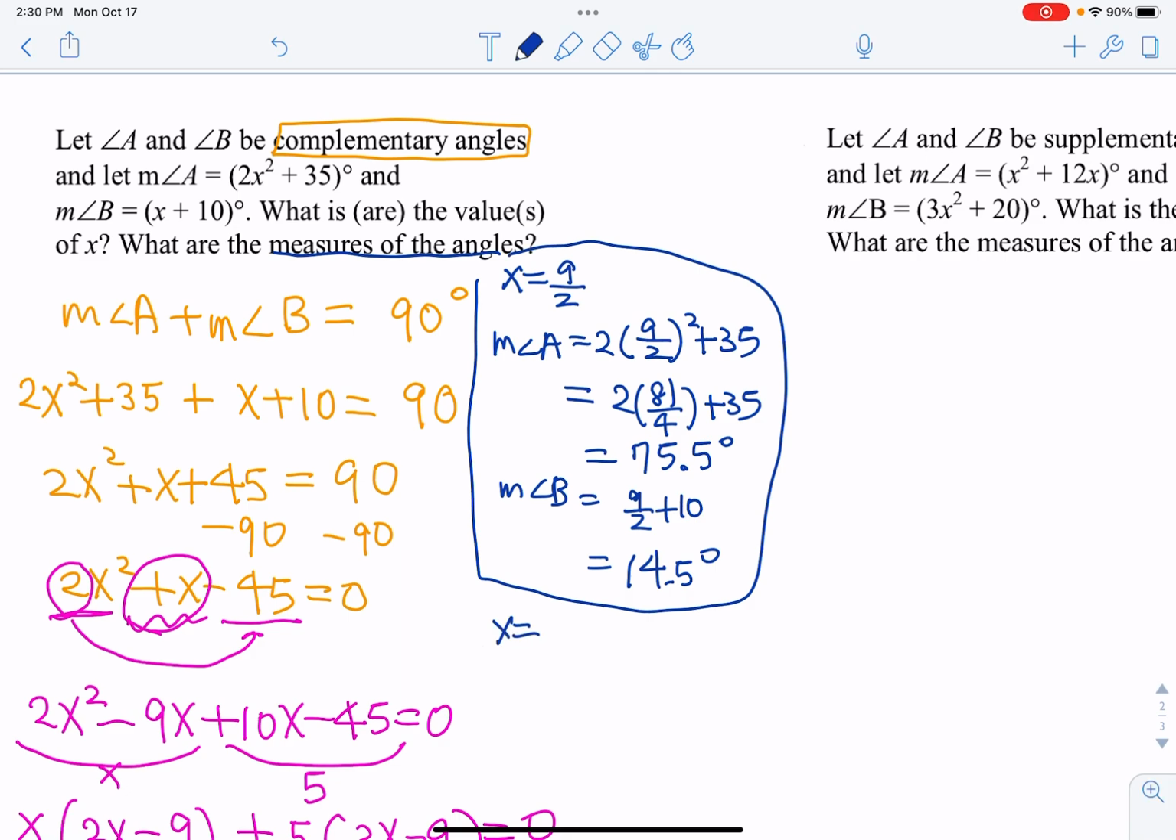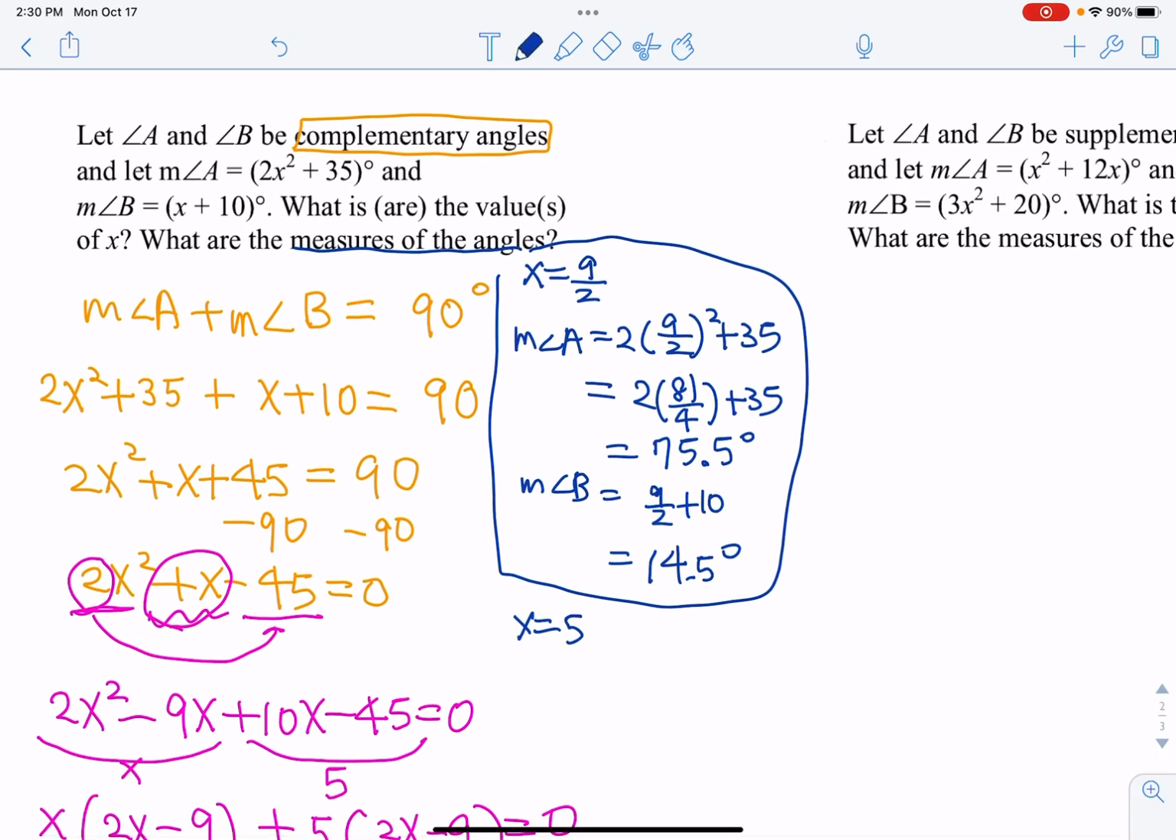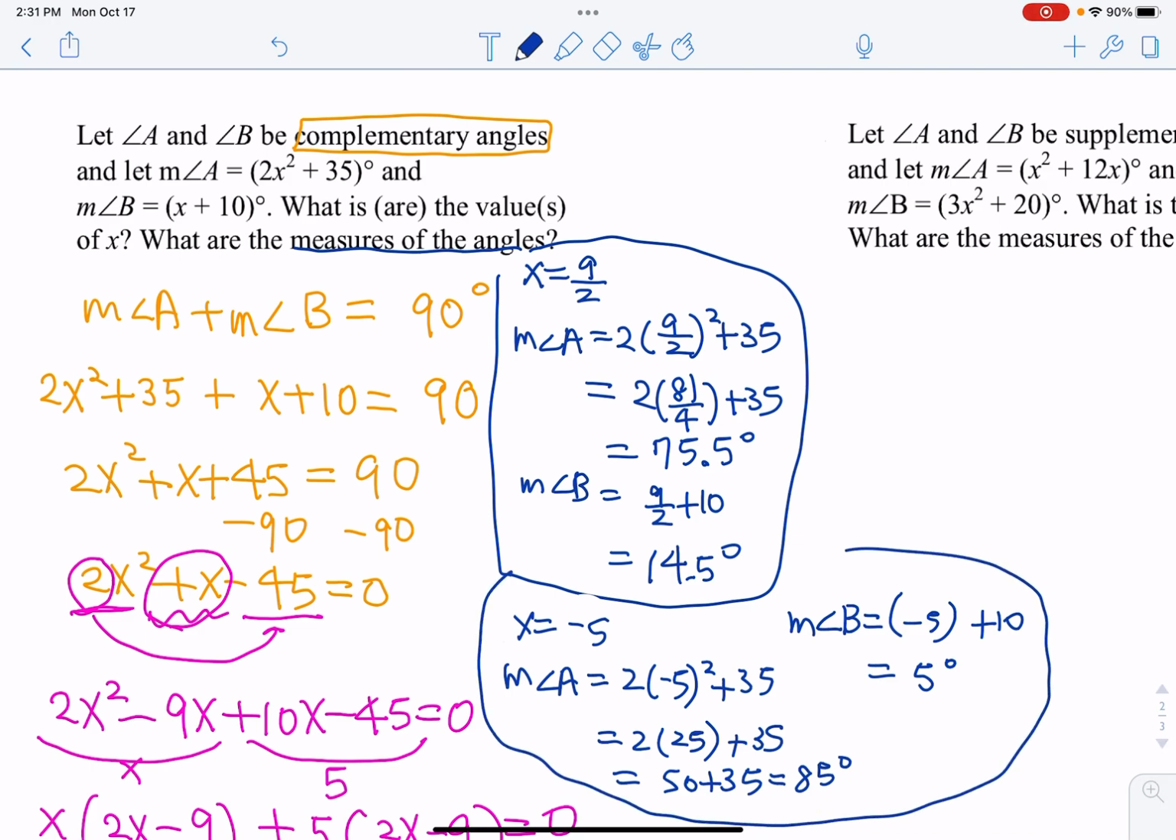And when x equals 5, was it 5 or negative 5? Oh, negative 5. When x equals negative 5, measure angle A will be 2 times negative 5 squared plus 35. So 2 times 25 plus 35 will give you 50 plus 35 equal to 85 degrees. And then measure angle B will be negative 5 plus 10, so it will give you 5 degrees. That's how I do it. So when x equals negative 5, you have measure angle A as 85 degrees and measure angle B will be 5 degrees.